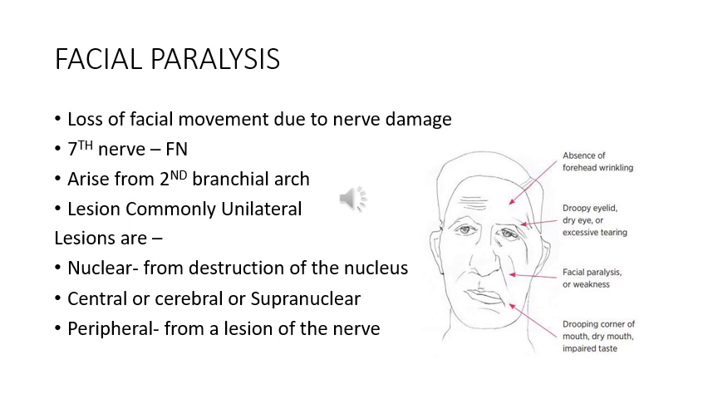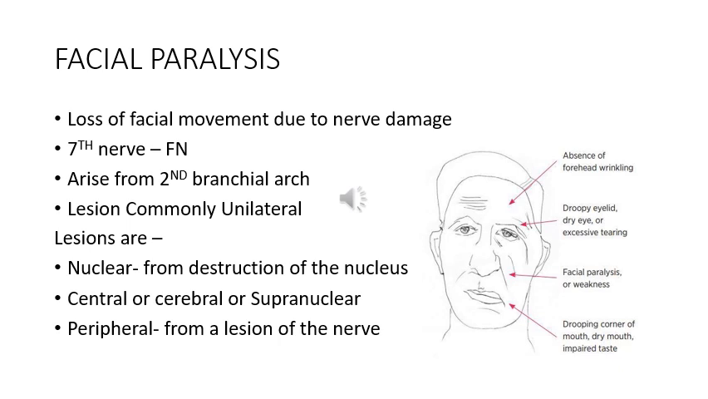The destruction can occur at that exact point of the nucleus, or it can be central or cerebral. The central connections, the pathway from the cerebral cortex to the nucleus, is also called supranuclear. So any lesions can affect this pathway, and after the nucleus it is the peripheral lesions. That means the nerve is formed, and any lesions that affect the nerve proper are the peripheral lesions which cause facial paralysis.